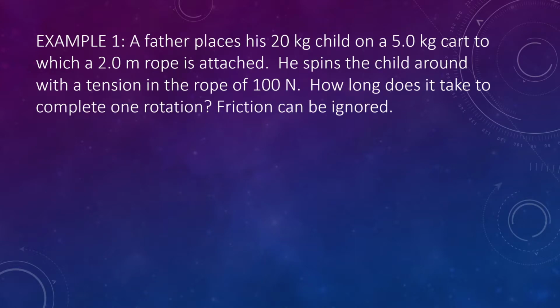Example number 1. A father places his 20-kilogram child on a 5-kilogram cart to which a 2-meter rope is attached. He spins the child around with a tension in the rope of 100 newtons. How long does it take to complete 1 rotation? And note, we're going to ignore friction. All right, well, let's just start real quick. It's asking for how long does it take to complete 1 rotation. So this is technically asking for the period.